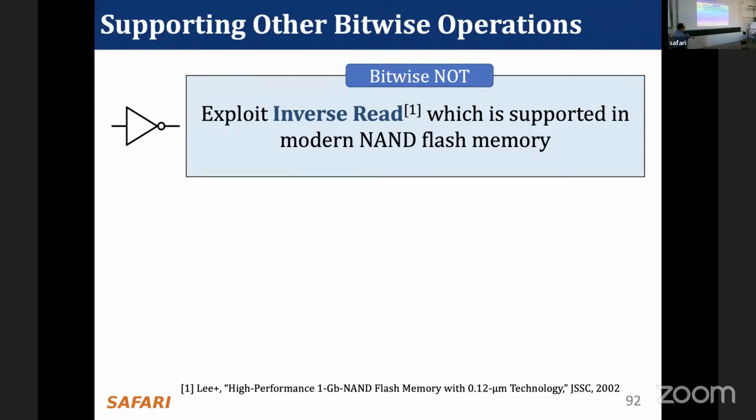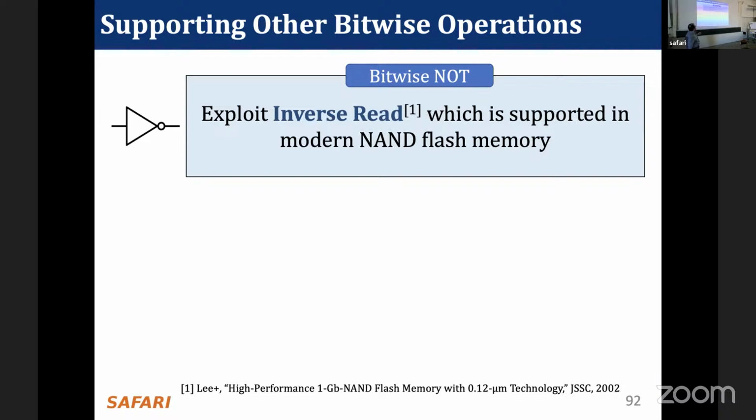So fortunately, in flash memory, there is a possibility that we do inverse read. So if we store 0, we can read 1. If we store 1, we can read 0. So it's called inverse read. So if you do multi-word line sensing intra-block, you're doing AND. But instead of doing a read, you do inverse read. So you do NAND operation.